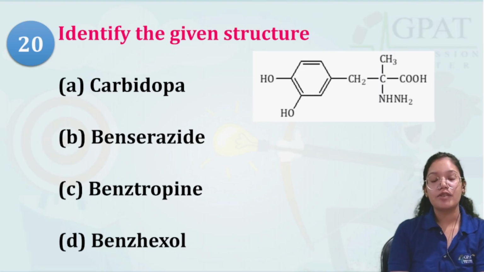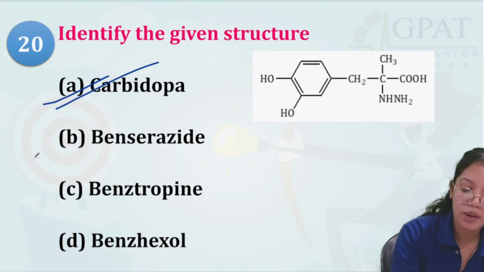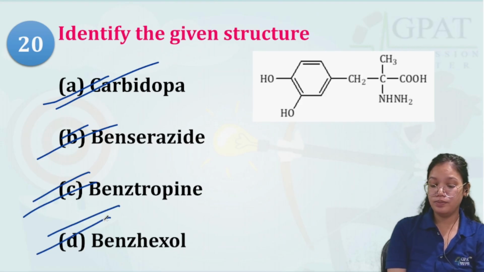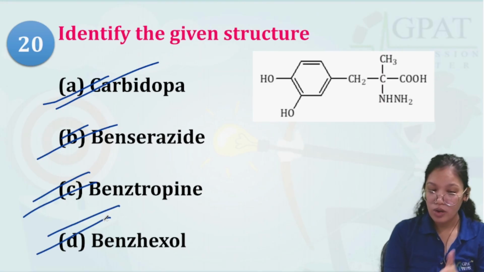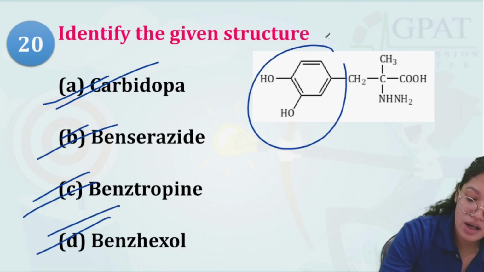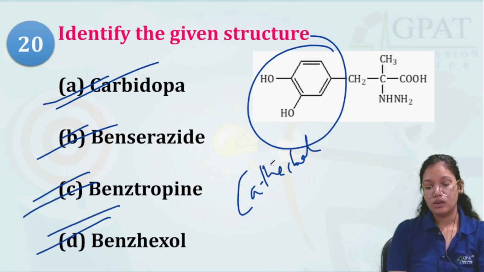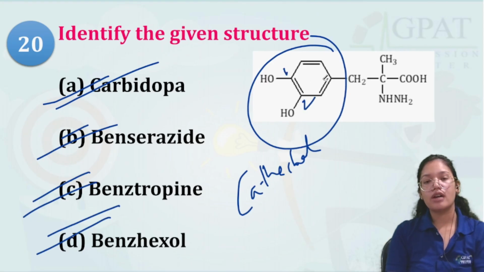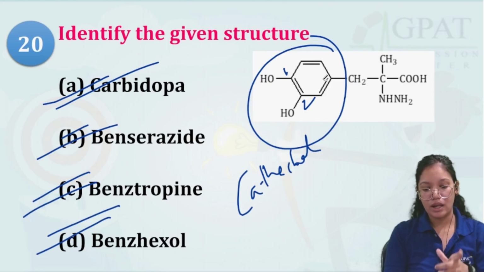Next we have, identify the given structure. What is the given structure? First we look at the options: benzhexol, benztropine, benserazide, or carbidopa. Now if we look at the structure, we have a catechol ring here. Now catechol ring, what is that? A phenyl ring with hydroxy groups at first and second position, beside each other. That is the catechol ring.